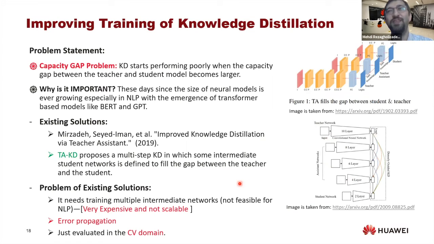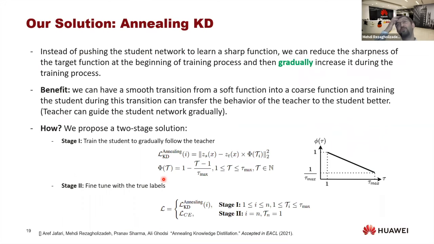This solution, actually, from the beginning, we didn't like it much, especially for NLP, because training these intermediate teacher assistants is also very expensive. And this solution would not be that scalable. Aside from this, we would have error propagation. The training process for the teacher assistant would not be error-free, and we are propagating these errors to the student model at the end. So we also extended this work to the NLP domain. It was only on CV, computer vision. So we said we have to come up with another solution which does not need a teacher assistant, but in terms of the rationale that they use for adding a teacher assistant, we try to be inspired by that.